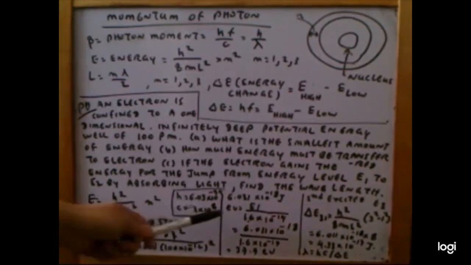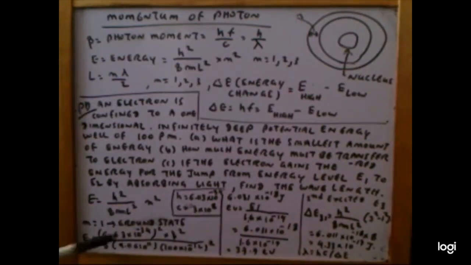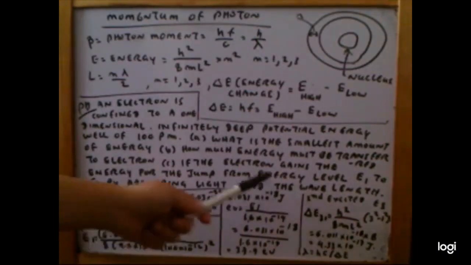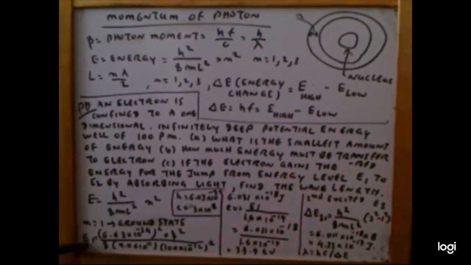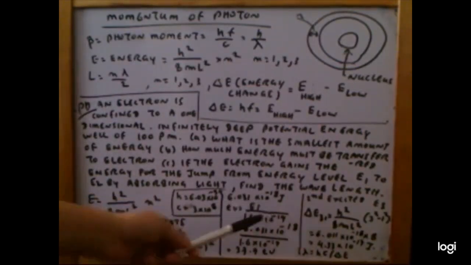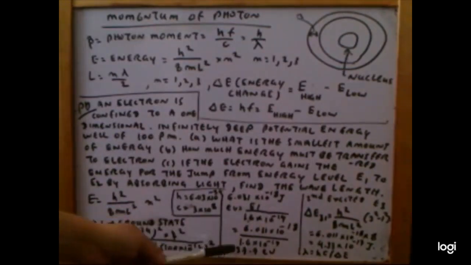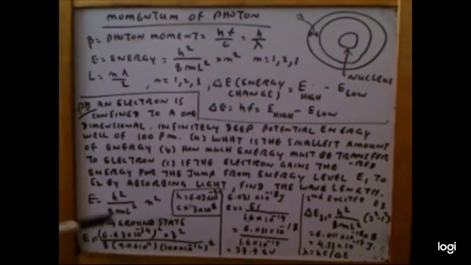In this case, electron volts can also be calculated. E1 we got is 6.03 times 10 power minus 18 joules. Then electron volts can be calculated: 1 electron volt is 1.6 times 10 power minus 19. So E1 divided by 1.6 times 10 power minus 19. So you get 37.7 electron volts. This is for the ground state.